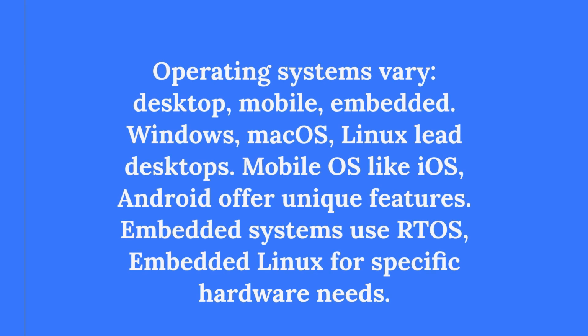Operating systems come in various forms: desktop, mobile, and embedded. Windows, macOS, and Linux dominate desktops. Mobile OS includes iOS and Android, each with unique features. Embedded systems use specialized OS like RTOS and embedded Linux. Each type serves specific hardware and use cases.